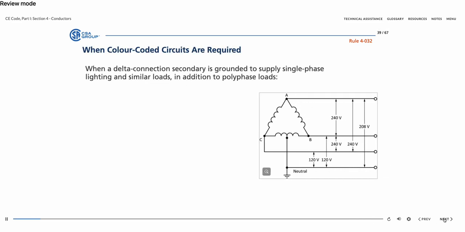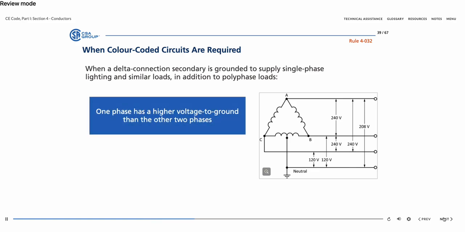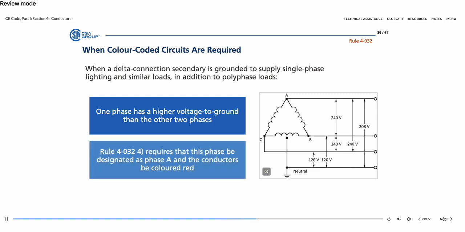In some installations, a delta connection secondary is grounded to supply single-phase lighting and similar loads, in addition to polyphase loads. As a result, one phase has a higher voltage to ground than the other two phases. Rule 4-0324 requires that this phase be designated as phase A and the conductors be colored red.